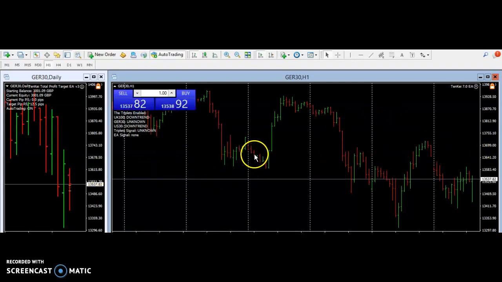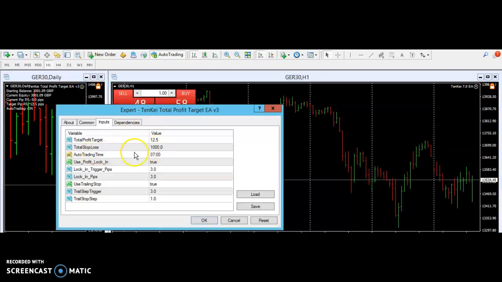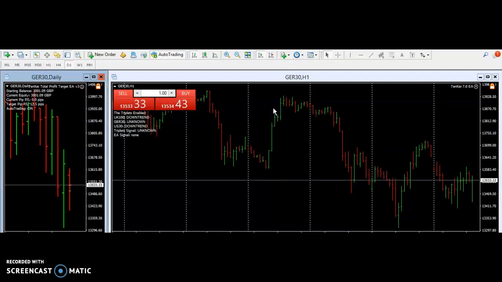Okay, so each one of these bars, right? This is called a bar chart. Is 1 hour. So for you who trade on a 1 hour chart using your own EA, your own trading system, well, that means you could have your total stop loss as high as 1,000. Let's just go back again, okay?